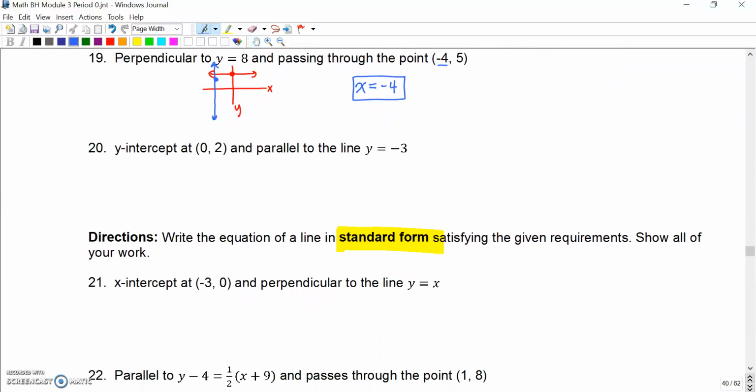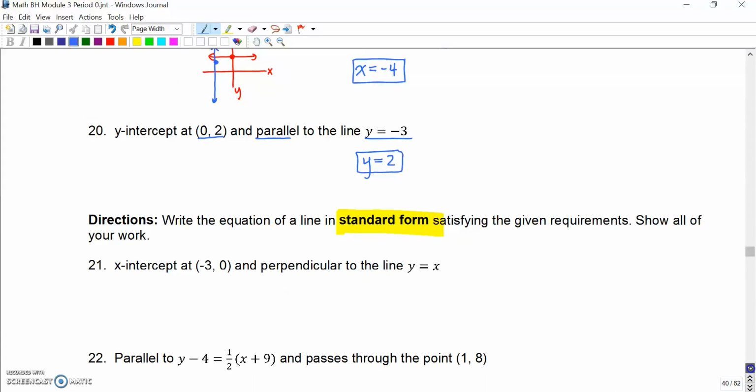Number 20, we're going to write an equation that passes through this point and is parallel to this line. So that's a horizontal line, so I know my other line's also going to be horizontal. And if I want it to pass through the point 0, 2, I know that it must have a height of 2, a y-intercept of 2. The y value for this line is 2, so all ordered pairs with a y value of 2. So there's generally not work for these horizontal vertical ones. You can do a sketch if that's helpful, or you can just think through it and get your answer.